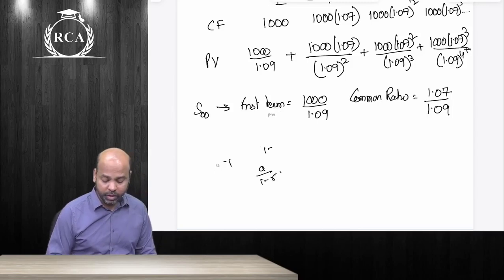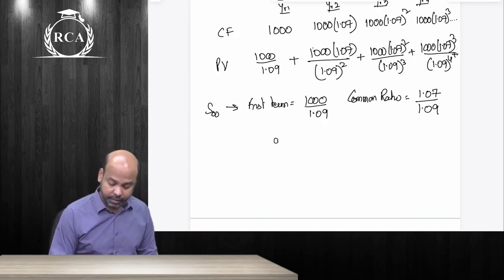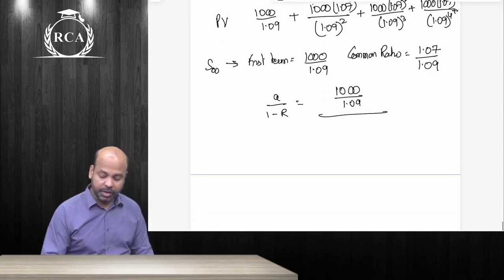So when we do this, sum of infinite terms here, what will I write? A by 1 minus r. So the first term is 1000 divided by 1.09. What do I write in place of the common ratio?